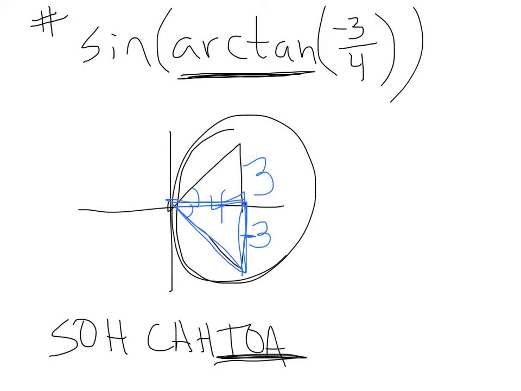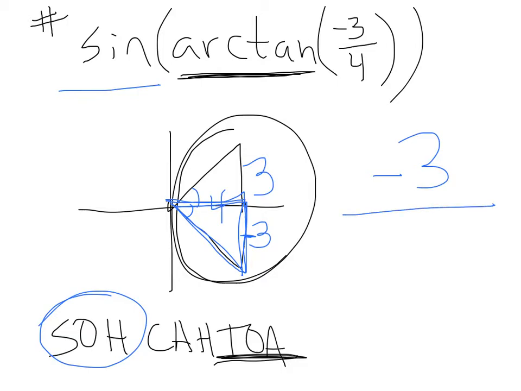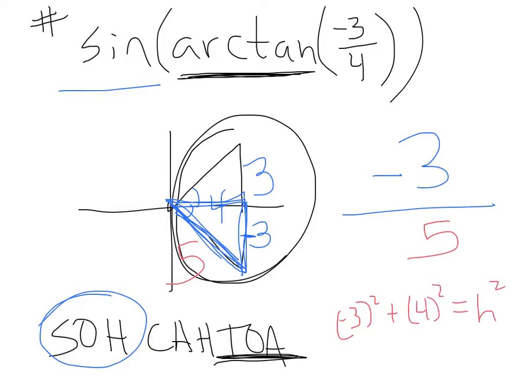Now I want to take sine of that triangle. And sine is opposite over hypotenuse. So my opposite is 3 and my hypotenuse, we have to figure out by the Pythagorean Theorem or the fact that we have our 3, 4, 5 triangle memorized because it's really common. So my answer is 3/5. If you did the Pythagorean Theorem, you'd get -3 squared plus 4 squared equals your hypotenuse squared, and you'd find it to be 5.